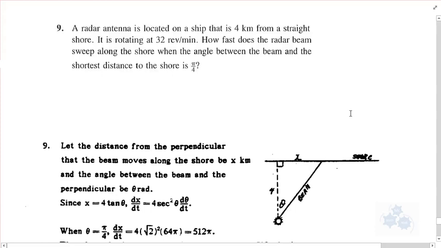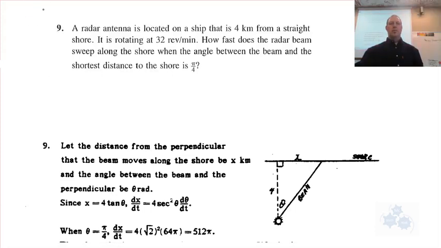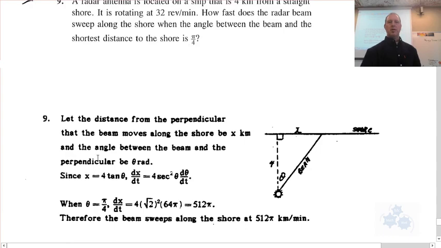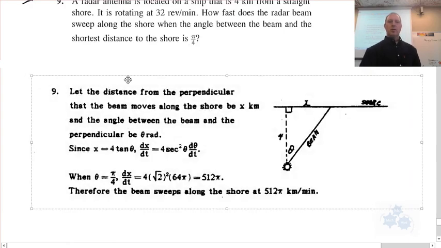If anyone wants to watch this here up on the board, this is 7.7 from the review for Chapter 7. This is number 9. So I've got the question and I've got the solution from the solution manual here beneath it. So we can take a look at both at the same time.